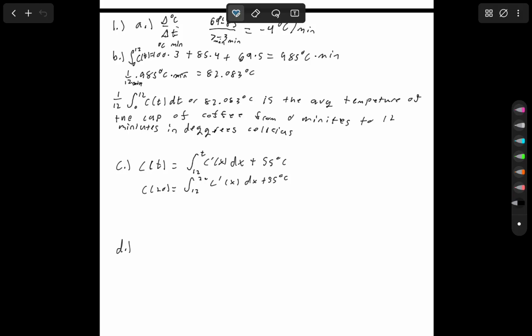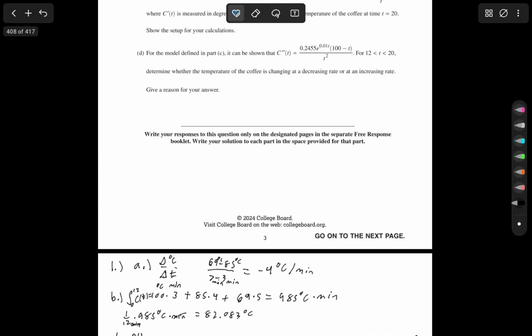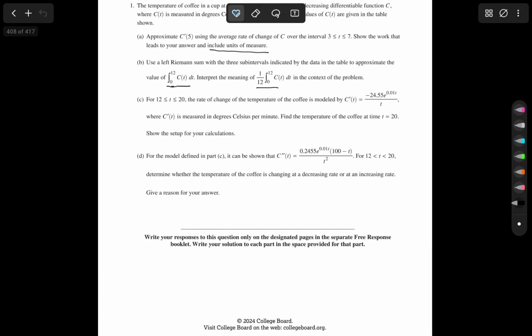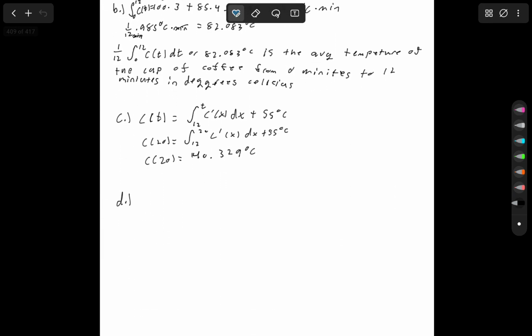Now we have to add 55 degrees to that. In this case, we get a value where C of 20 is 40.329 degrees Celsius. So that's the value. This would be our temperature at time 20.